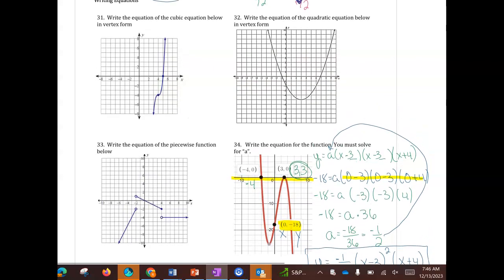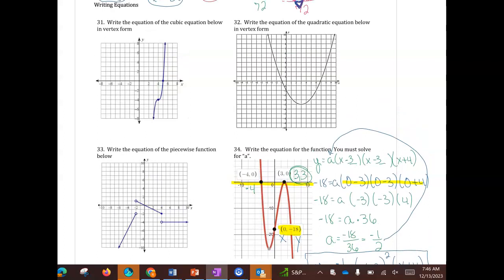So let's go for 31 and 32 because they're going to be similar. So let's start with 32. So again, I need to be using this format. We use vertex form. Sorry, I had to pause the video. When we do 32 and 31, we use our vertex form, and it even says it in the directions, okay?